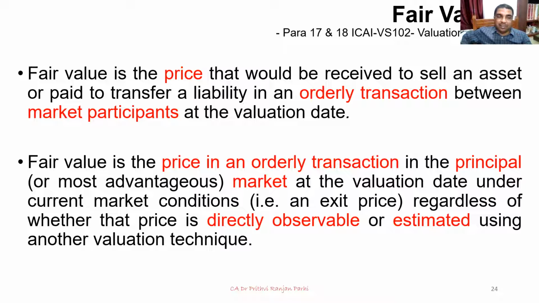And fair value is the price in an orderly transaction in the principal market. Principal market means the market which is most advantageous. And we have to refer that value at the valuation date under current market conditions, regardless of whether that price is directly observable or estimated using another valuation technique. Directly observable means you can observe it from the market. Let us say it is a listed company, you can clearly observe the equity prices. Or let us say it is not observable, then you can estimate those prices by using other valuation techniques. Some of the techniques we will be learning.